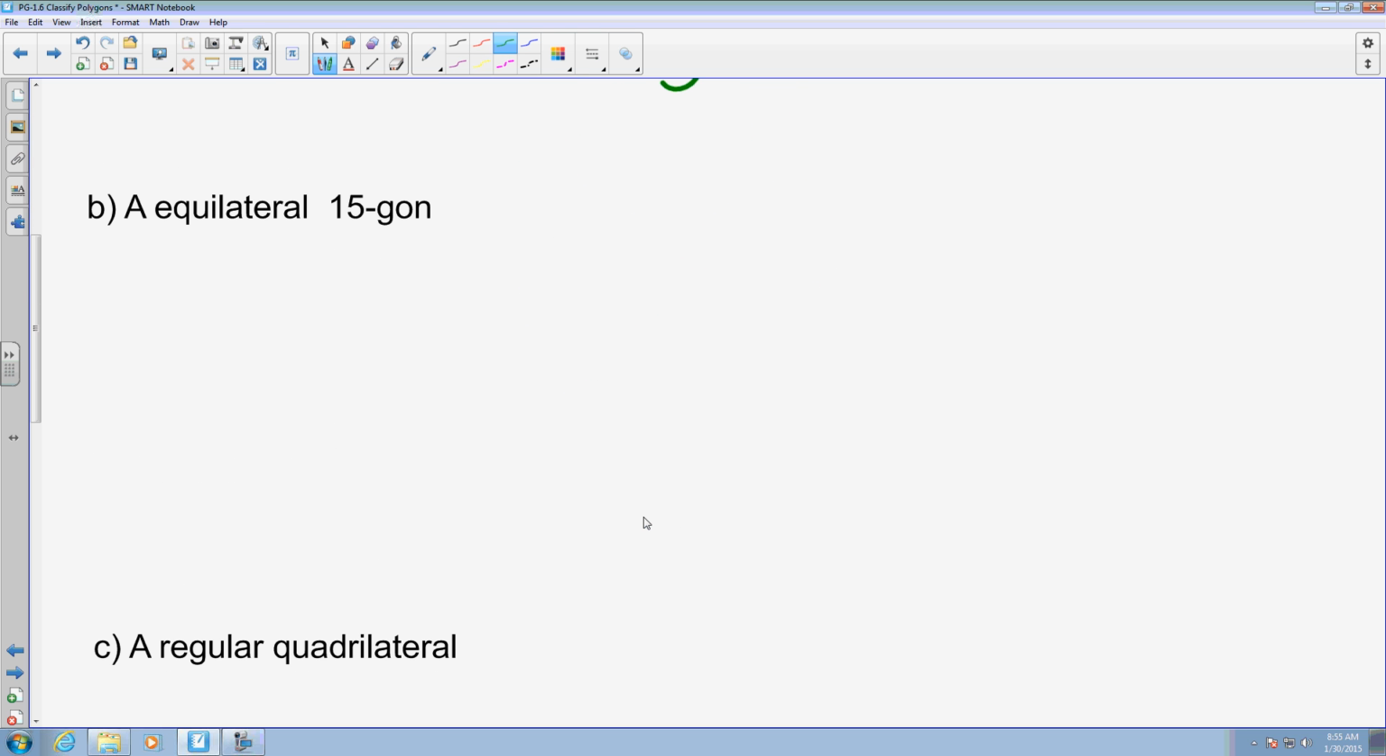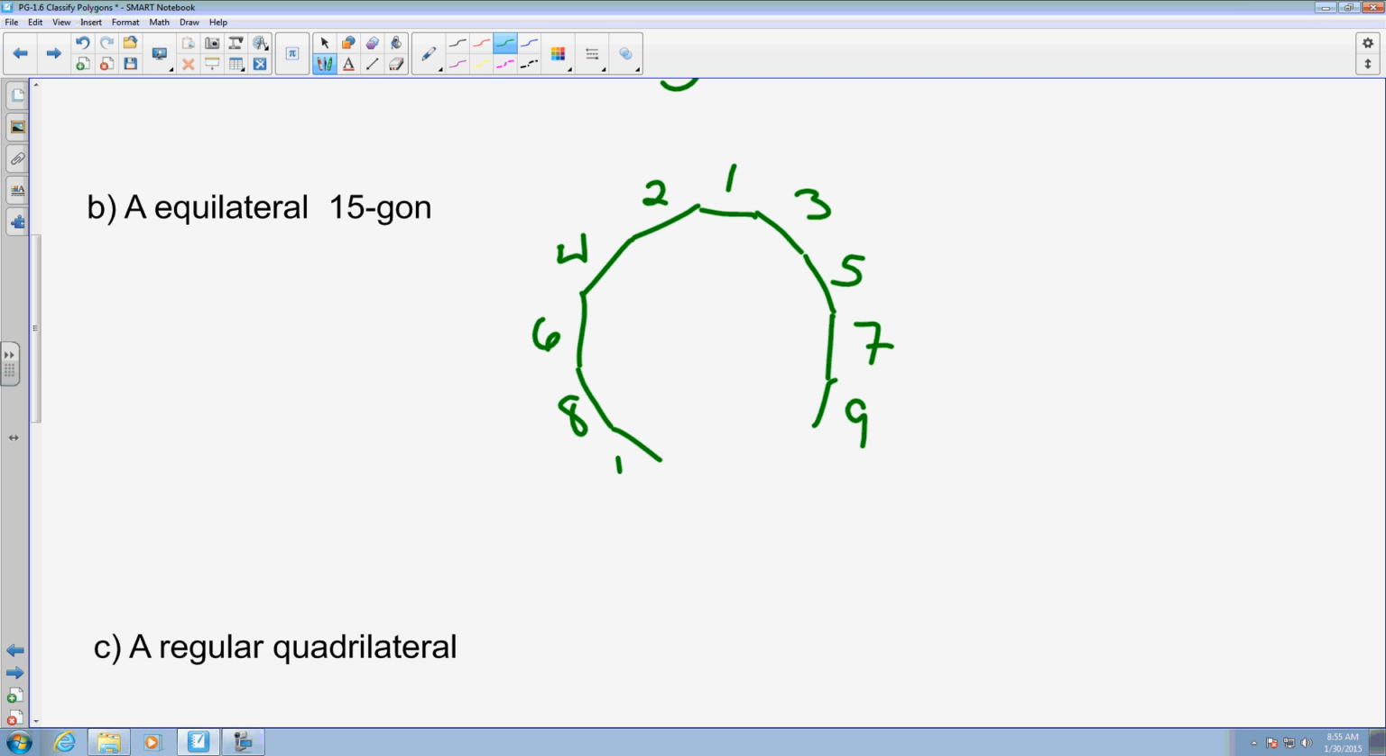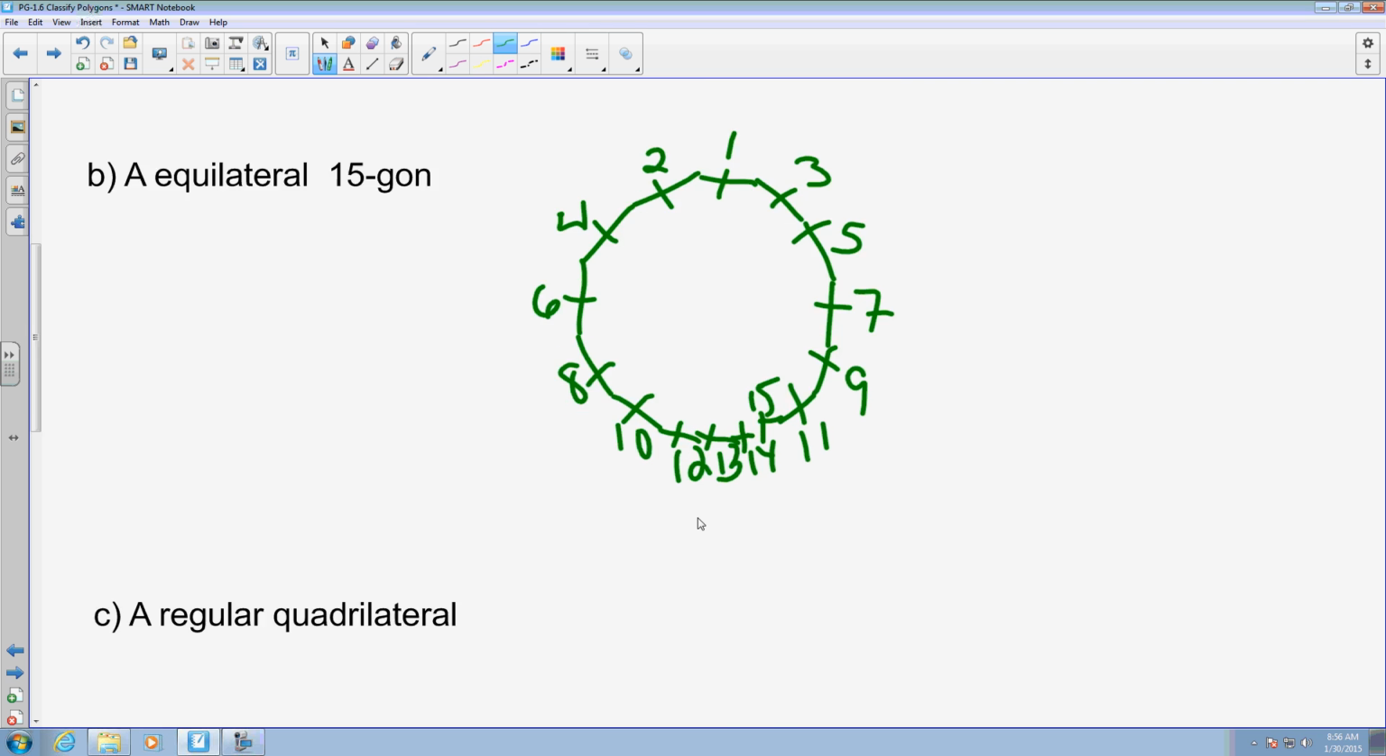Next would be an equilateral 15-gon. So I want to make a side. This is like 1, 2, 3, 4, 5, 6, 7, 8, 9, 10, 11, 12, 13, 14, and 15. And even though they don't appear to be the same length, the tick marks are there to represent that they in fact are all the same. My artwork is the greatest.